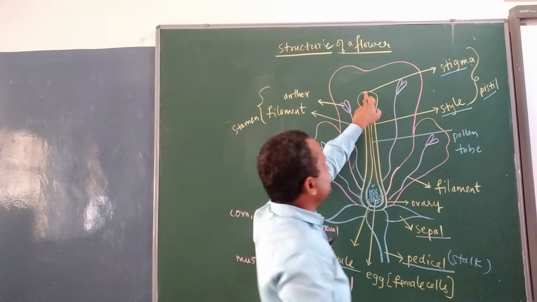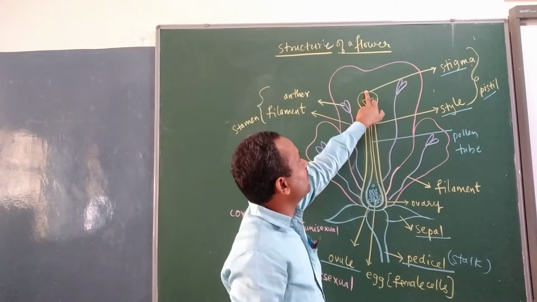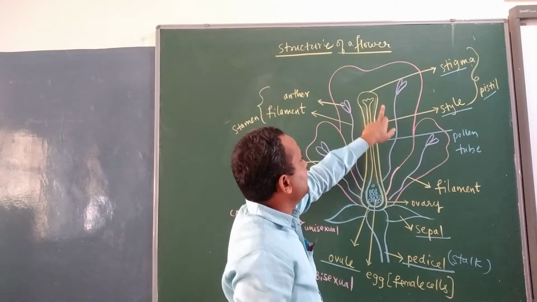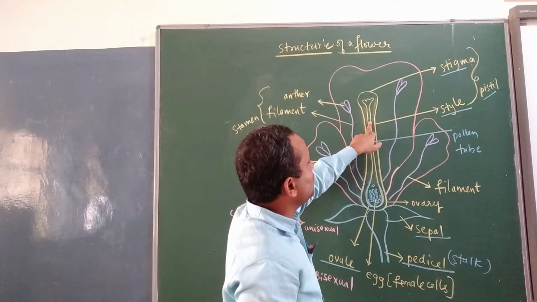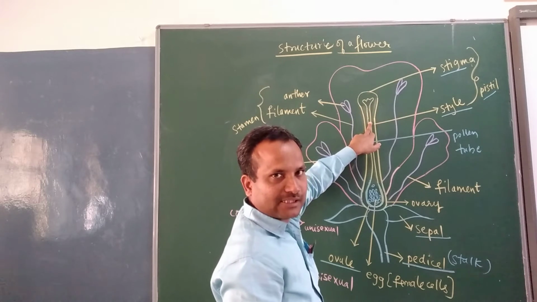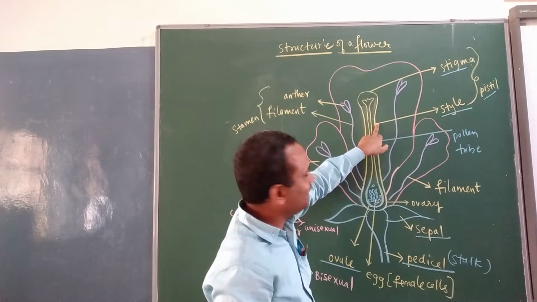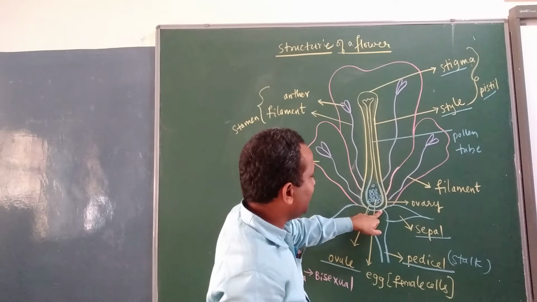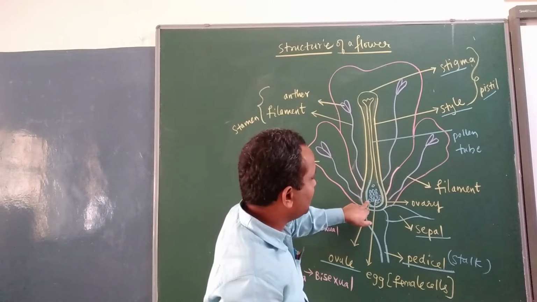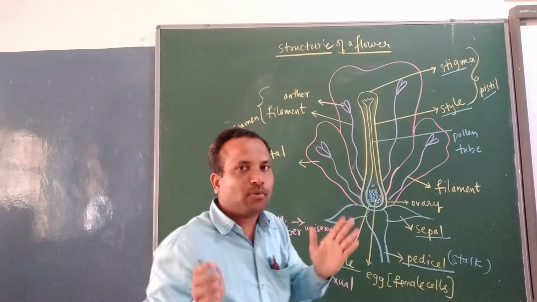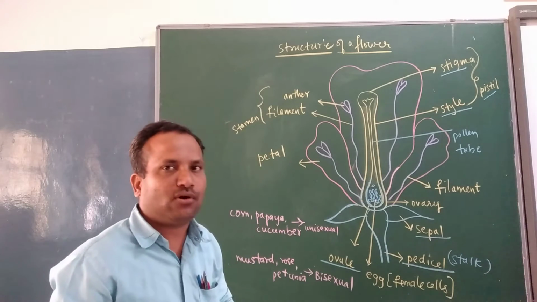So it contains stigma. It contains the pollen tube. It contains the style, middle part. It contains ovary. It contains ovule. It contains eggs. This is all about the female reproductive part of a plant.